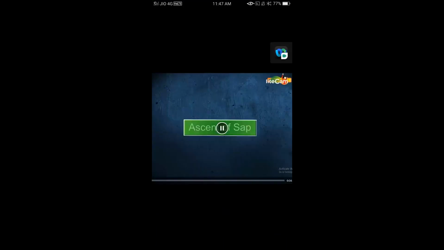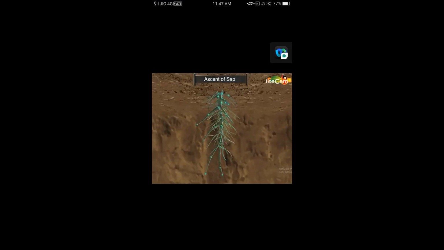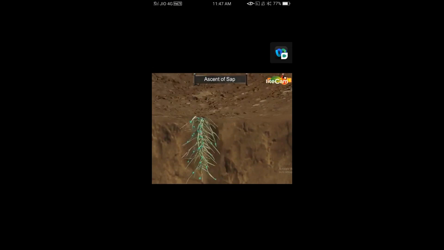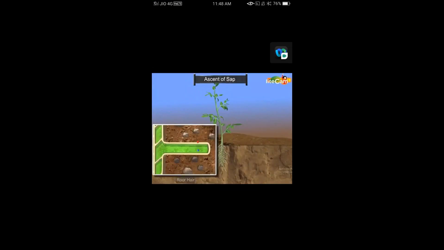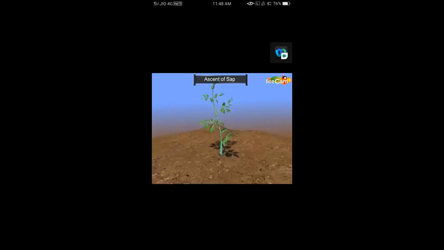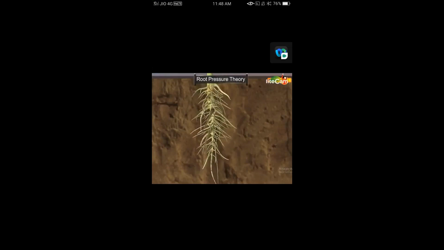So you can see in the video, the ascent of sap. The plants absorb water from the soil. Then the water needs to be transported from the soil, from the roots, to other parts of the plant. So this upward movement of water is called ascent of sap. The sap contains dissolved organic salts. Scientists have proposed various theories to explain the mechanism of ascent of sap. One is, as we have discussed, the root pressure theory.